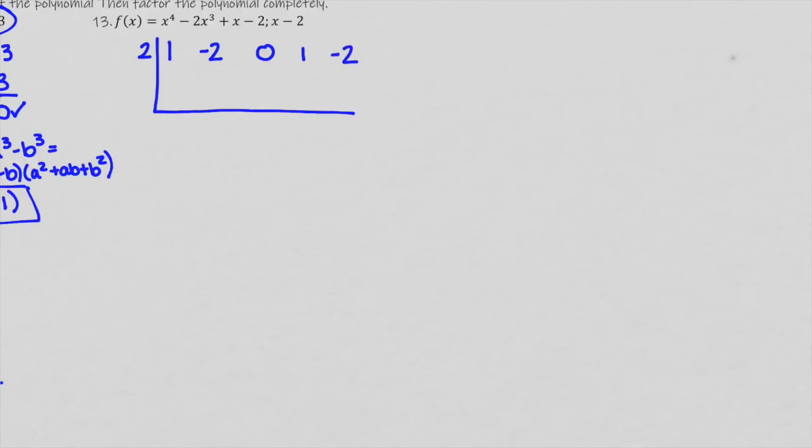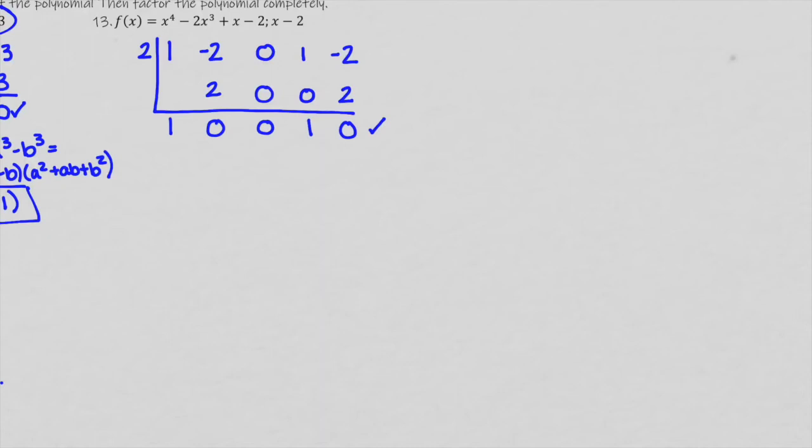Okay, bring down the 1 below the line and multiply it by 2, and you get positive 2. Those add up to 0. Then 0 times 2 is 0. Add to 0 is 0. 0 times 2 is 0. Add to 1, you get 1. 1 times 2 is positive 2. Those add up to 0. So my remainder here is 0. So that is a factor.